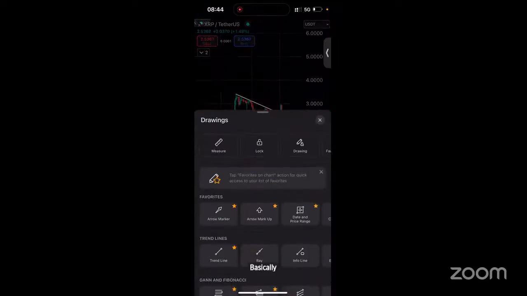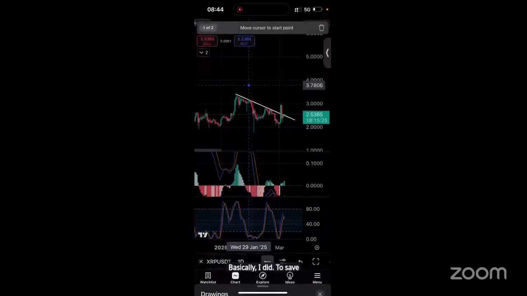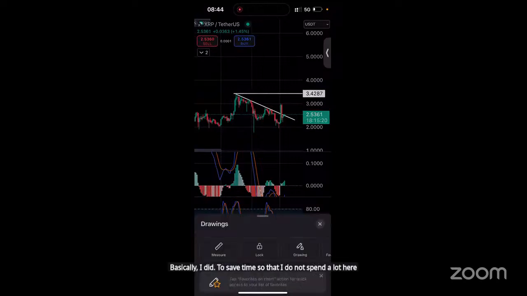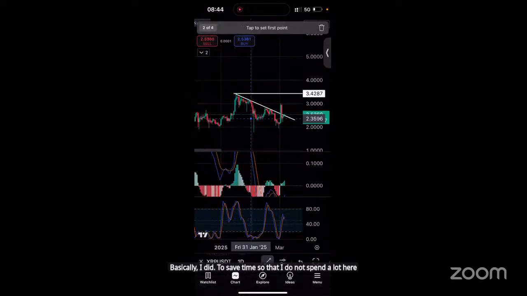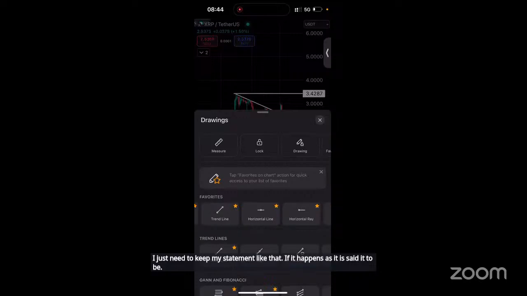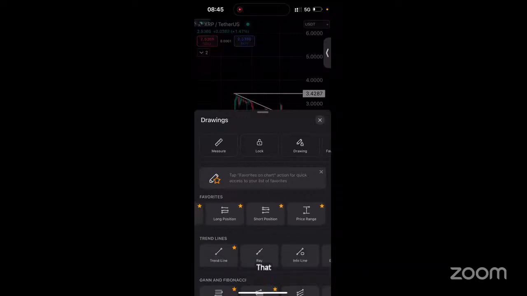Basically, to save time so that I do not spend a lot here, I just need to keep my statement like that. If it happens as it is said it will be, that the United States of America is going to put XRP in as one of the coins.